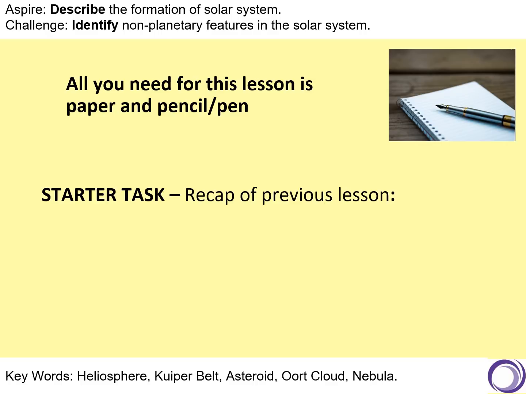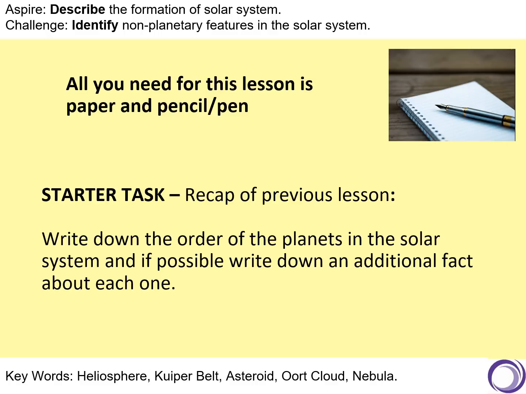So today's starter, quick recap of the previous lesson. What I'd like you to do, and you'll have 30 seconds to do so, is start now. Write down the order of planets in the solar system, and if possible you can write down an additional fact about each one. Okay, fire away.